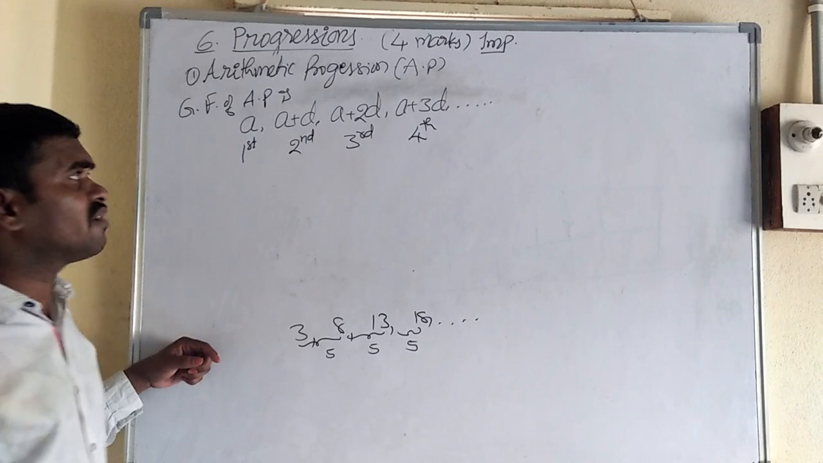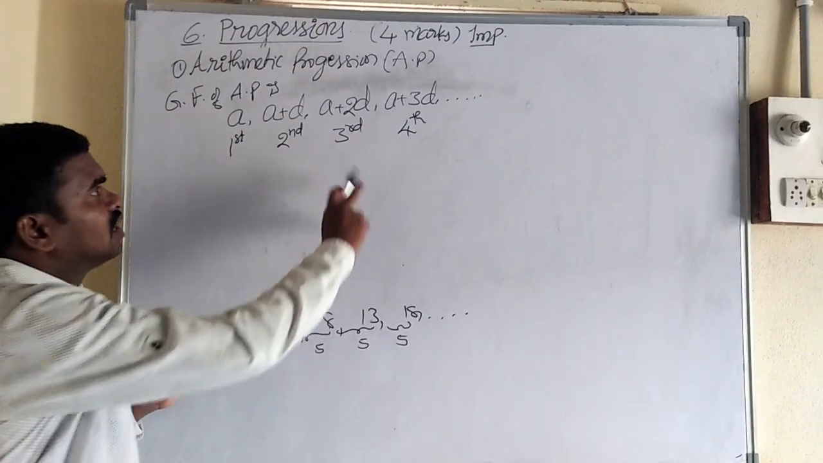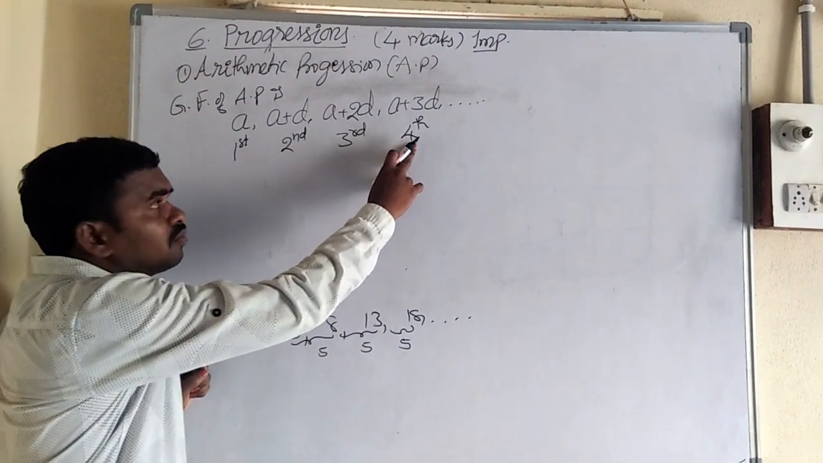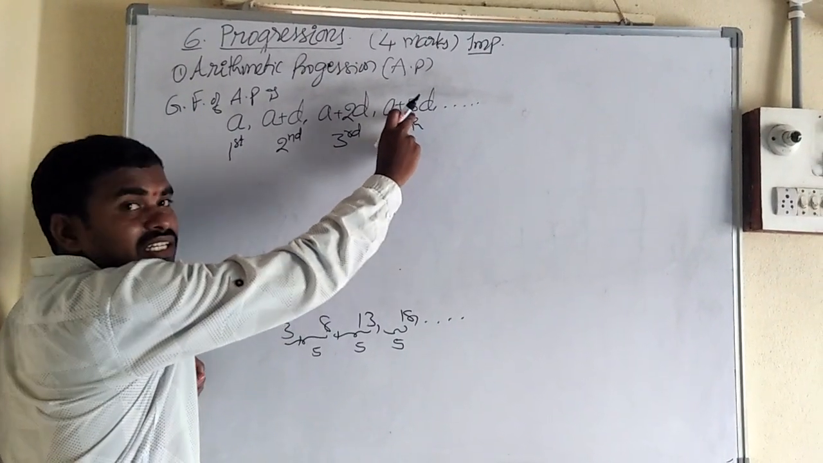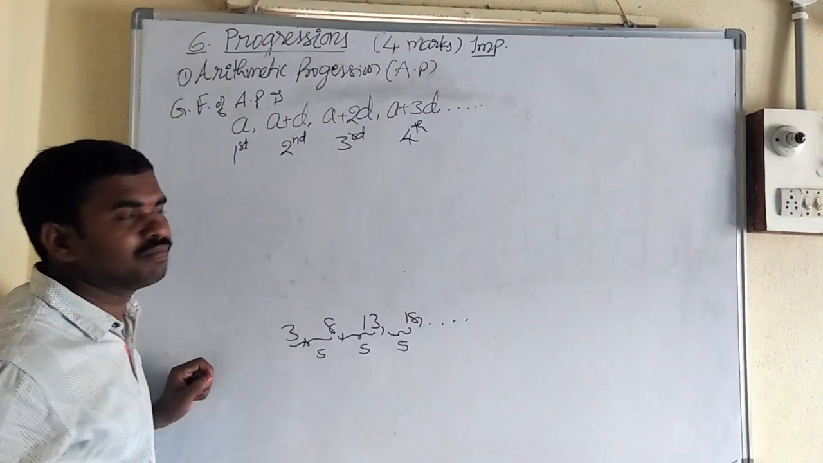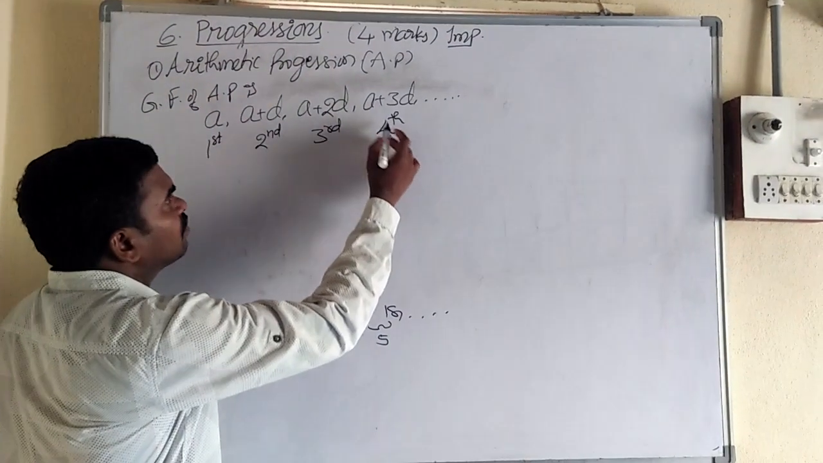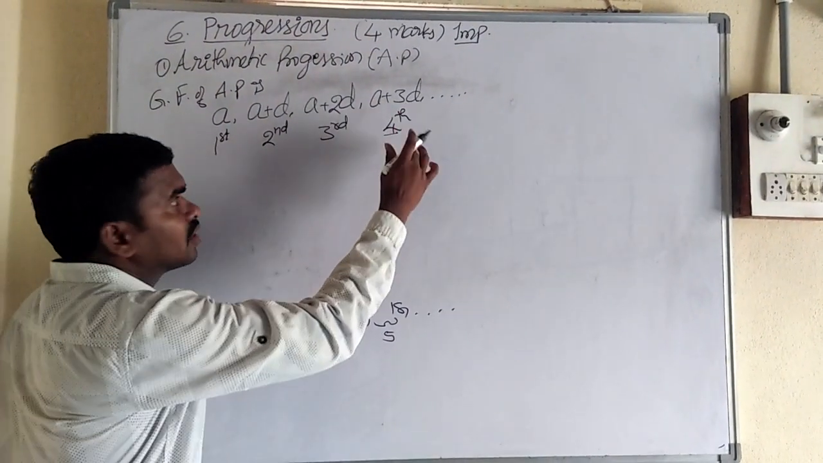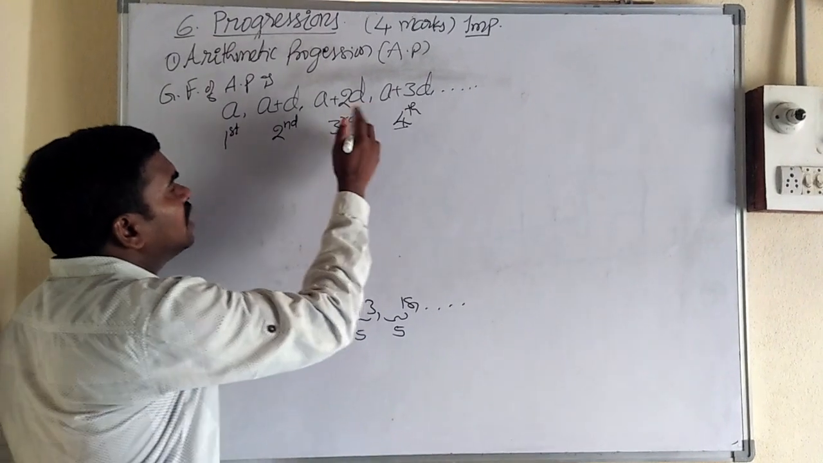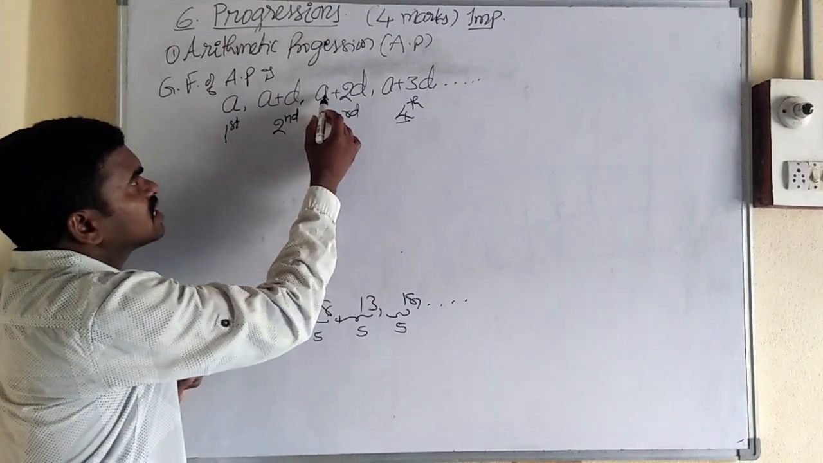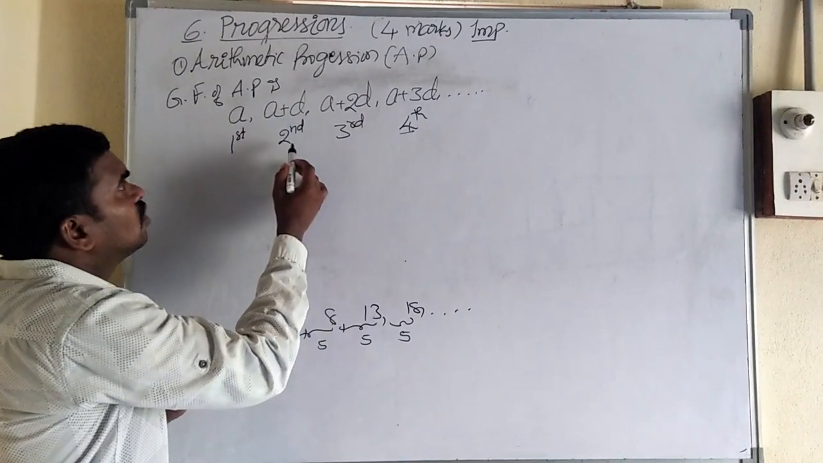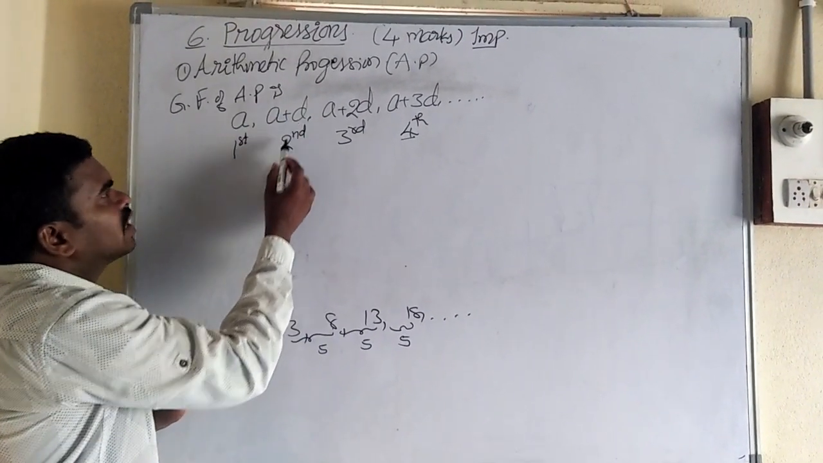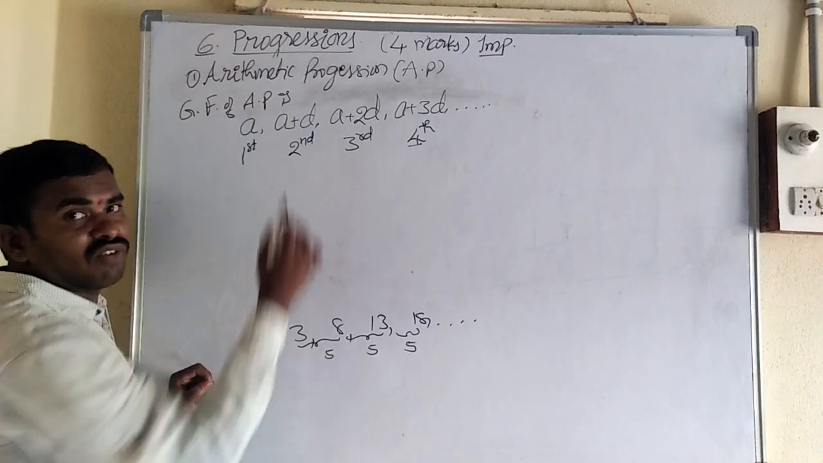So and so. So here we can observe that whenever we have to write the term, the coefficient of D is 1 less than the number of the term. Here we have the fourth term, that is A plus 3D. Now 1 less than 4. Here also for third term, this is A plus 2D. It is 1 less than third. So second term means here it is only 1D.